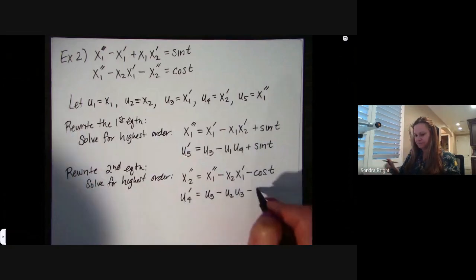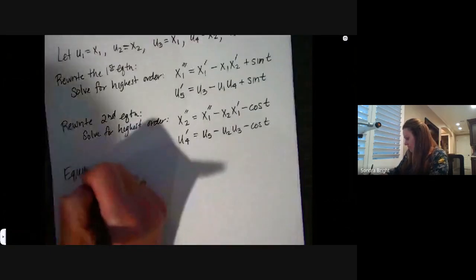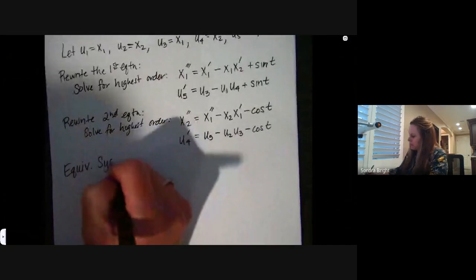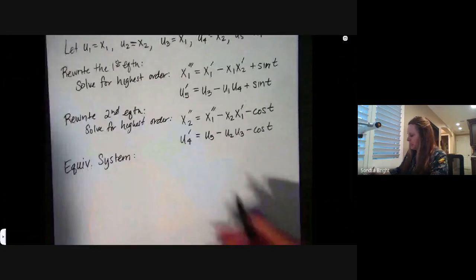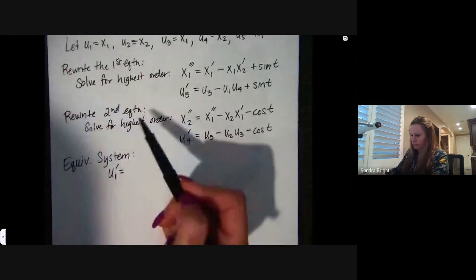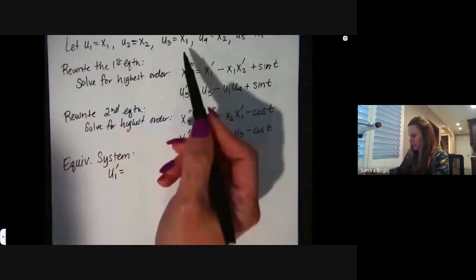And so, what is my equivalent system? The equivalent system, but now written as a first order system, is this. What's u1 prime equal to? It is u3.